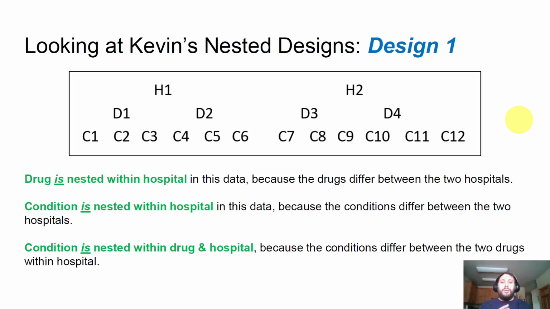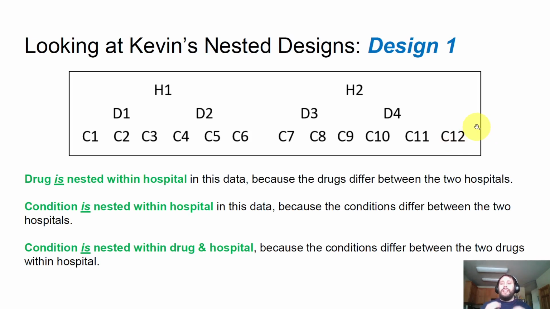So there's never drug 1 present in hospital 2. Next, we can say that condition is nested within hospital as well in this data because conditions differ between the two hospitals. As you can see, we have conditions 1 through 6 in hospital 1 and conditions 7 through 12 in hospital 2. However, none of the conditions cross over from one hospital to the next.